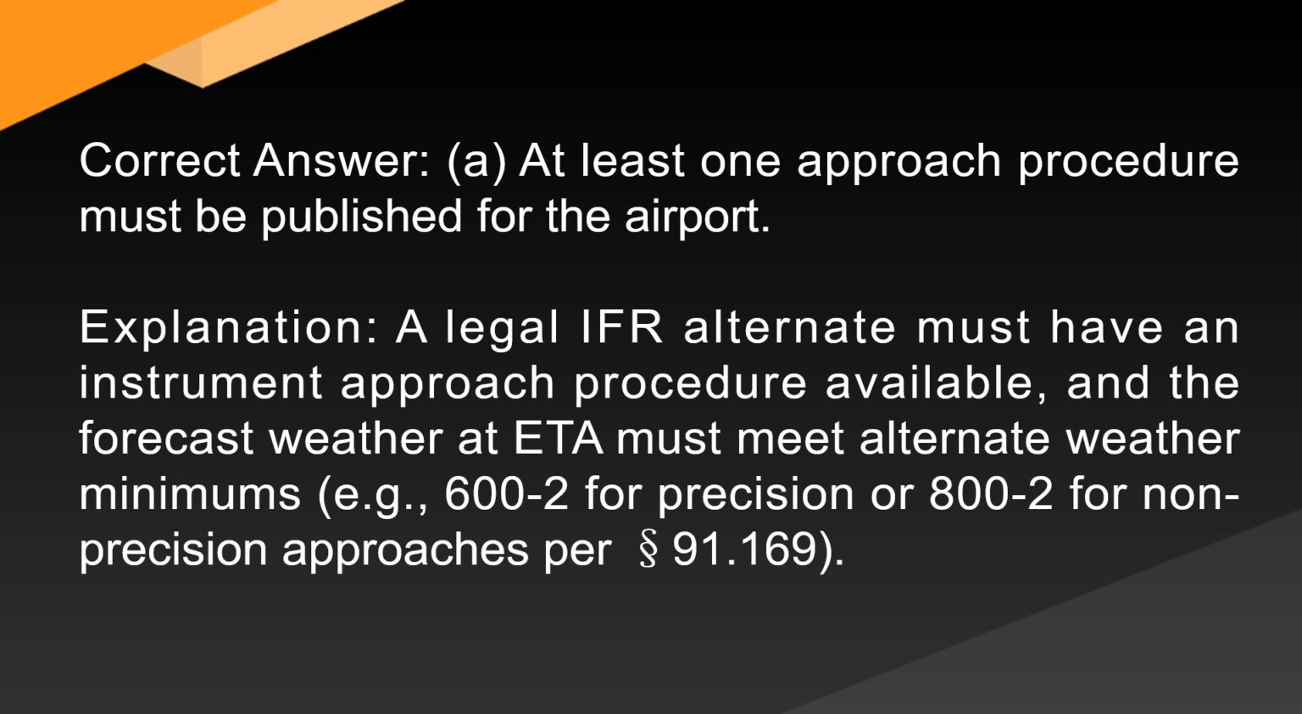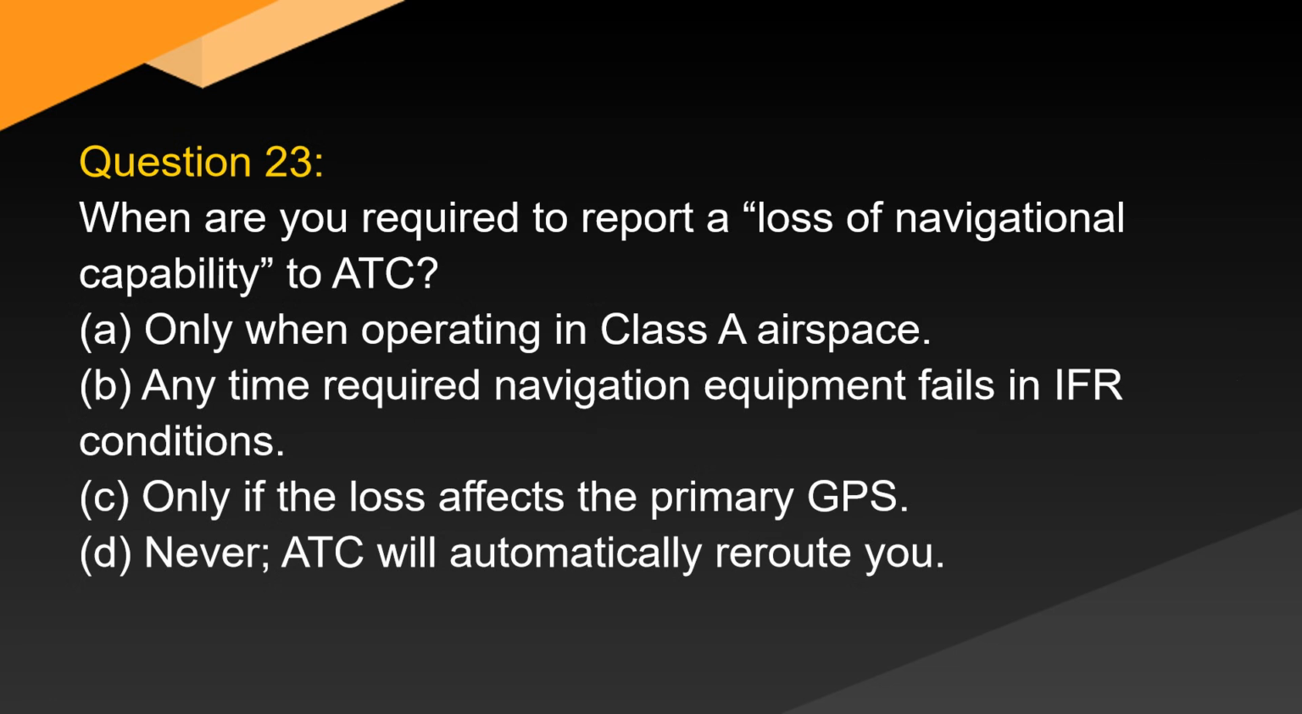Explanation. A legal IFR alternate must have an instrument approach procedure available, and the forecast weather at ETA must meet alternate weather minimums, e.g., 600-2 for precision or 800-2 for non-precision approaches per Section 91.169. Question 23. When are you required to report a loss of navigational capability to ATC? A. Only when operating in Class A airspace. B.